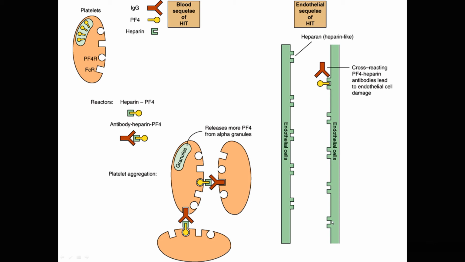The resulting thrombocytopenia will cause complications such as bleeding. And another complication results from the presence of heparins in the vessel's walls, heparin or heparin-like molecules. So, the platelet factor 4 will also bind to these heparin-like molecules, and as a consequence, an immune complex will be produced at the surface of the endothelium.